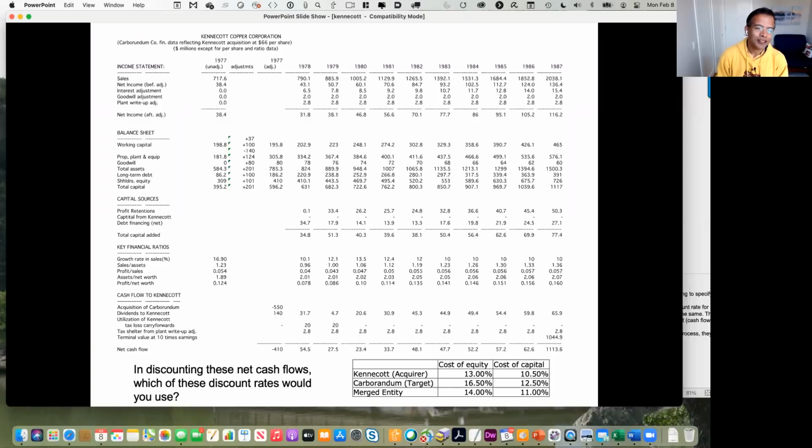Now comes a trickier question, because this is a question that half of all M&A deals get wrong. Whose cost of equity should I use to discount these cash flows? I'll give you the three choices. I could use the acquiring company's cost of equity, because they're coming up with the money. I could use the target company's cost of equity, because that's where the cash flows come from. Or I can use the merged company's cost of equity, because after all, after the merger, it's going to be one company.